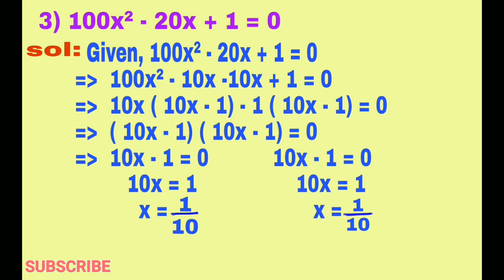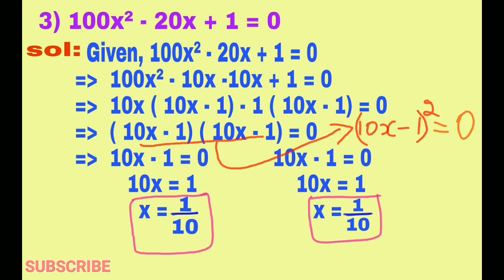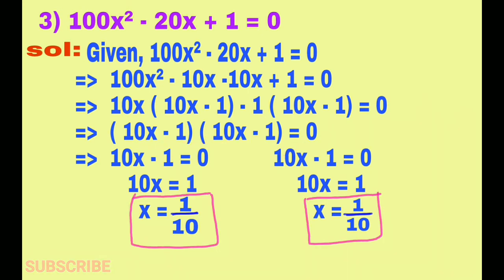Here we can also take these two as 10x minus 1 whole square is equal to 0. Then also we get x is equal to 1 by 10. So x is equal to 1 by 10 and x is equal to 1 by 10 are the required roots of the given quadratic equation.